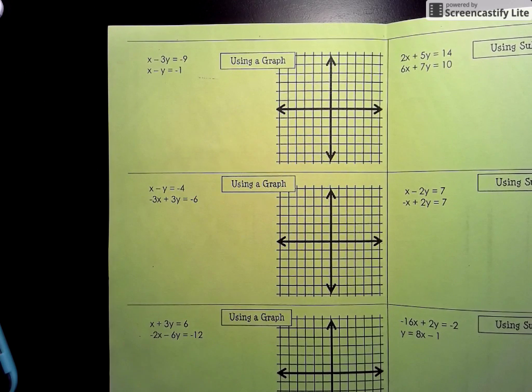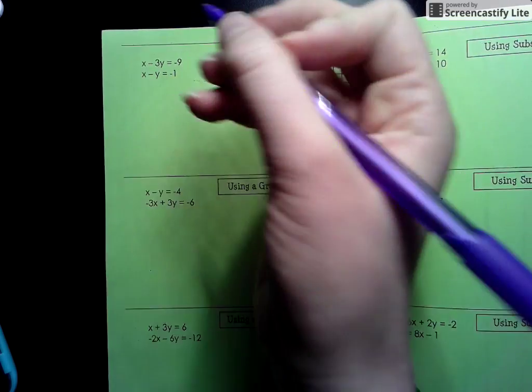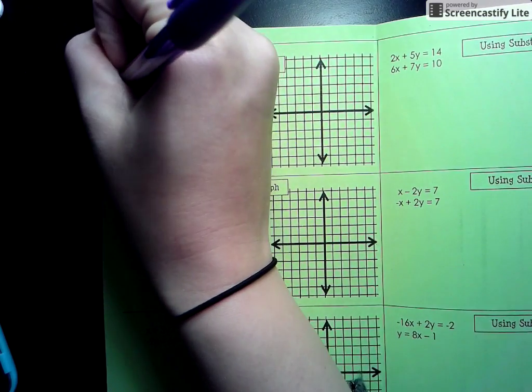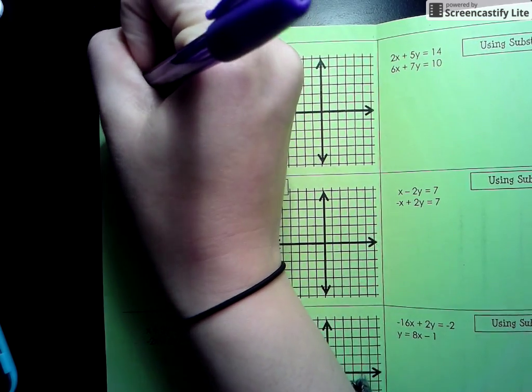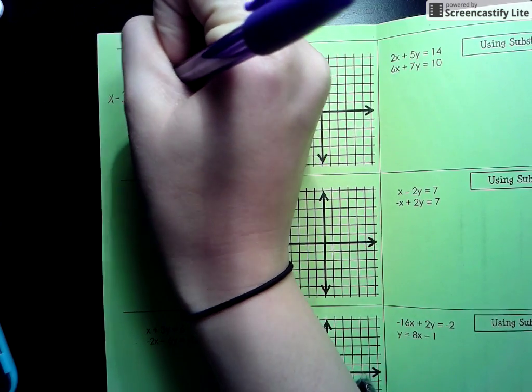So this video is going to be on how graphing or solving a system of equations can be one solution, infinitely many solutions, or no solution. So in this case, anytime you graph, you have to get it into y equals mx plus b. So what I'm going to do is take this first equation and rewrite it. So x minus 3y equals negative 9.